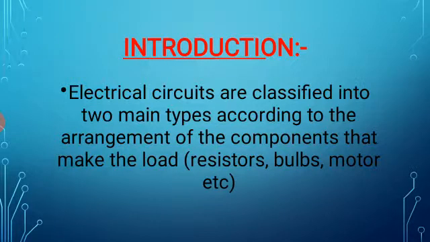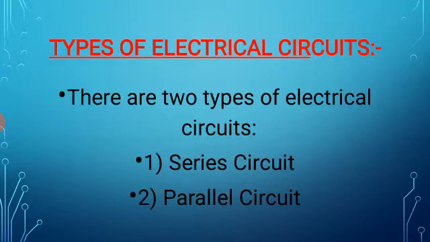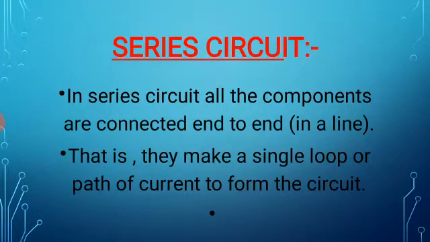Electrical circuits are classified into two main types on the basis of the arrangement of the components, and those types are series circuit and parallel circuit. Today we will discuss both of them one by one. First of all, we will discuss about series circuit. What is a series circuit? That is a circuit in which all the components are connected end to end in a line. That's why they make a single loop or path of current to form the circuit.